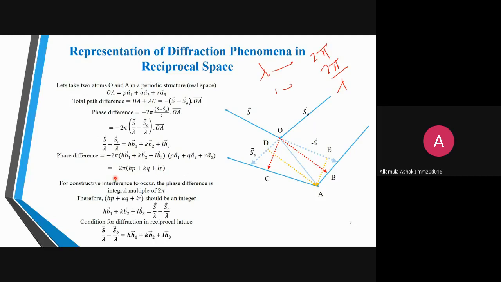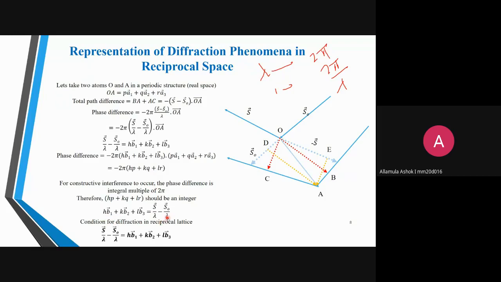But we know the condition for constructive interference to occur in diffraction is that the total phase difference should be an integral multiple of 2 pi. So we obtain the relation 2 pi times HP plus KQ plus LR equals an integral multiple of 2 pi. For constructive interference to occur, the total path difference should be an integral multiple of wavelength lambda, and the phase difference should be an integral multiple of 2 pi. From this condition, HP plus KQ plus LR should be an integer. If this summation of HP plus KQ plus LR is an integer, it satisfies the diffraction condition, and constructive interference occurs.